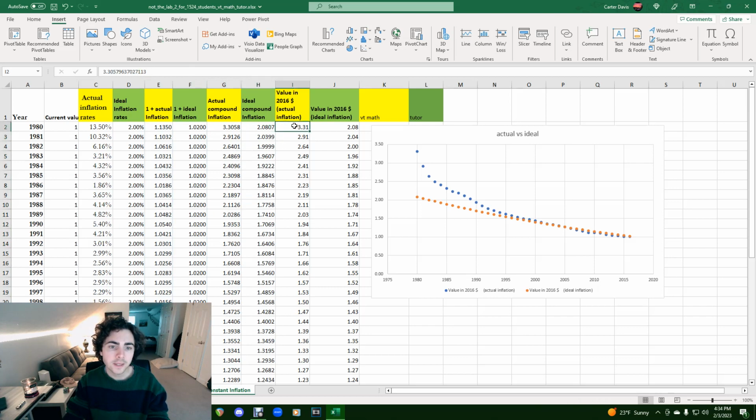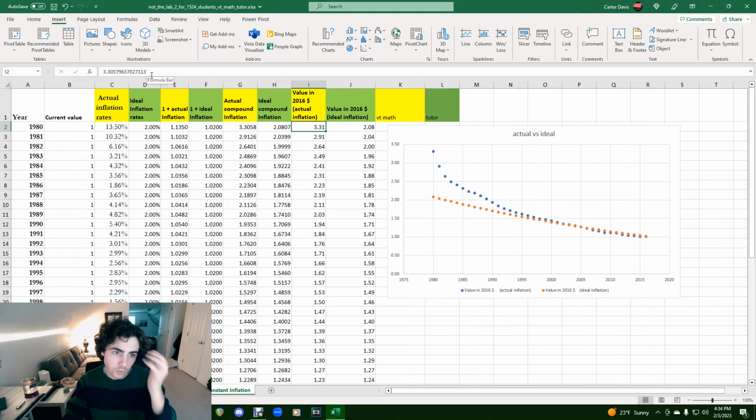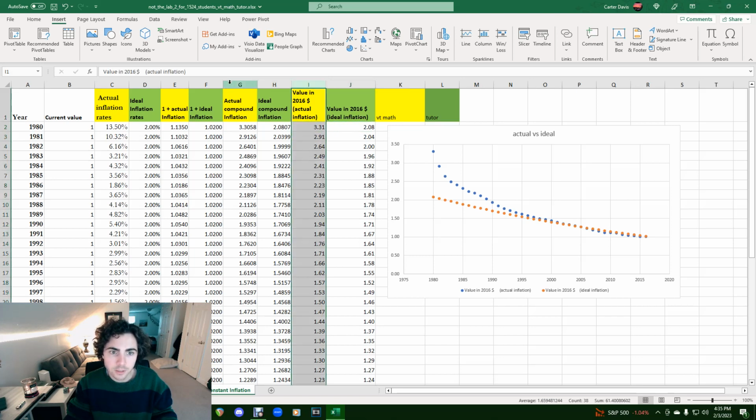Hit enter. And then basically what this is measuring is not income or wage, it's just the value of $1. So $1 back in 1980 has inflated, I don't know if that's the word, to a value in 2016 with actual inflation of $3.31. So $1 back then is equivalent to $3.30 in 2016 with the actual inflation. And then the value in 2016 with ideal inflation is $2.08. You'll notice that this column is pretty much just this column, but rounded to 2 decimal places.